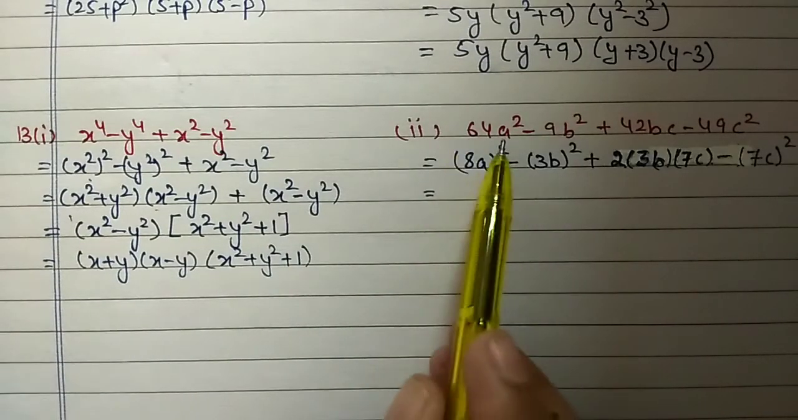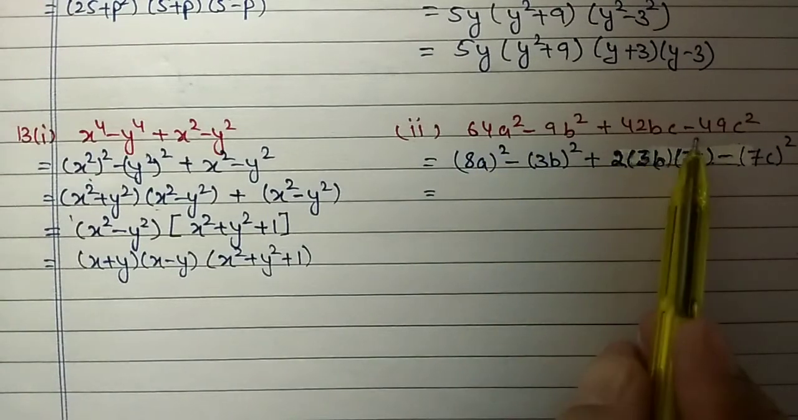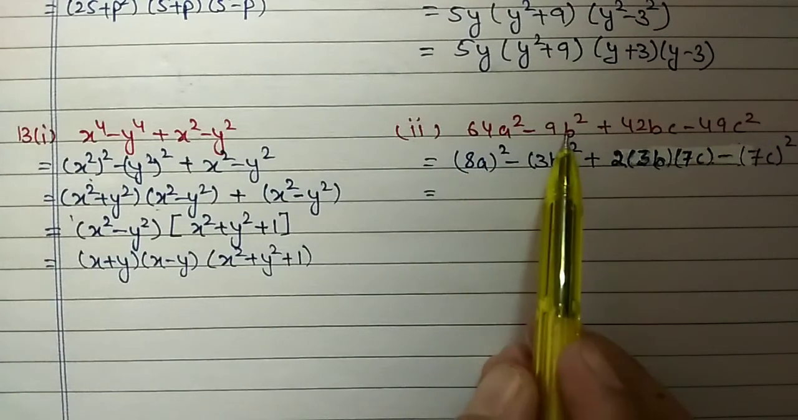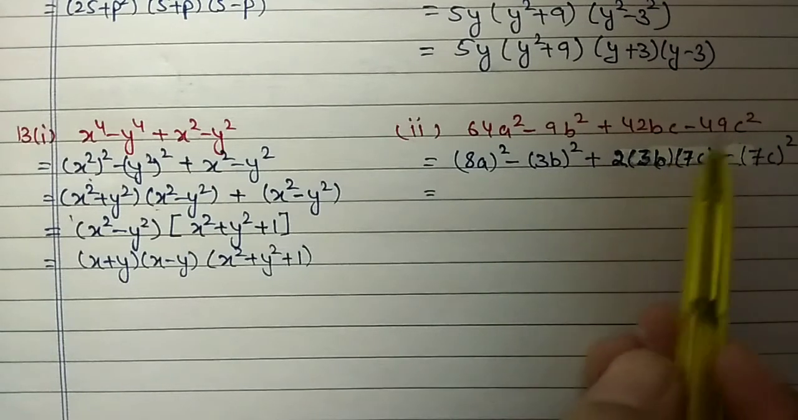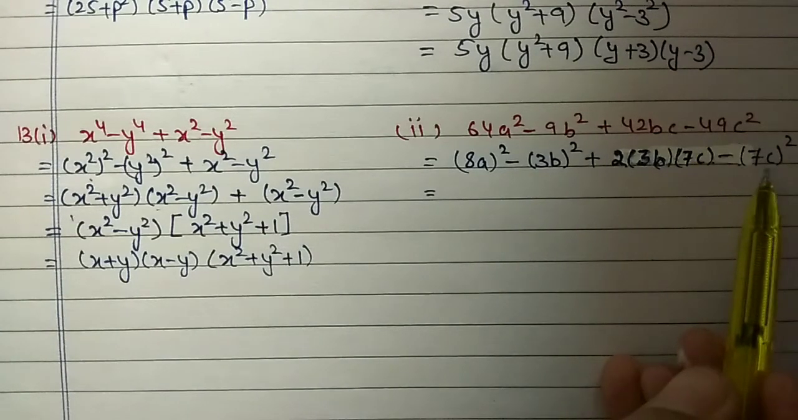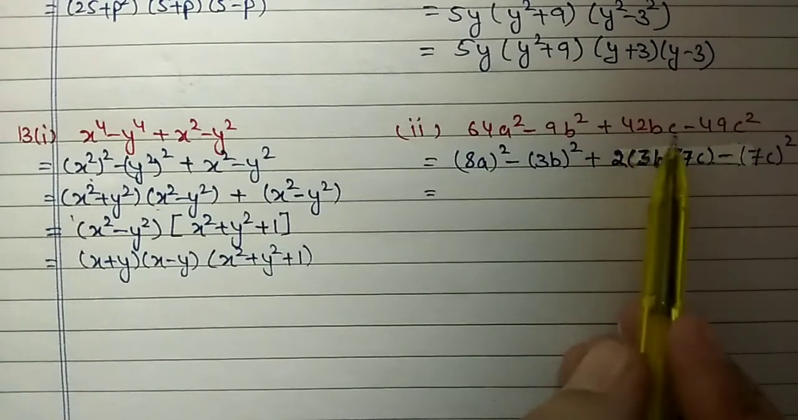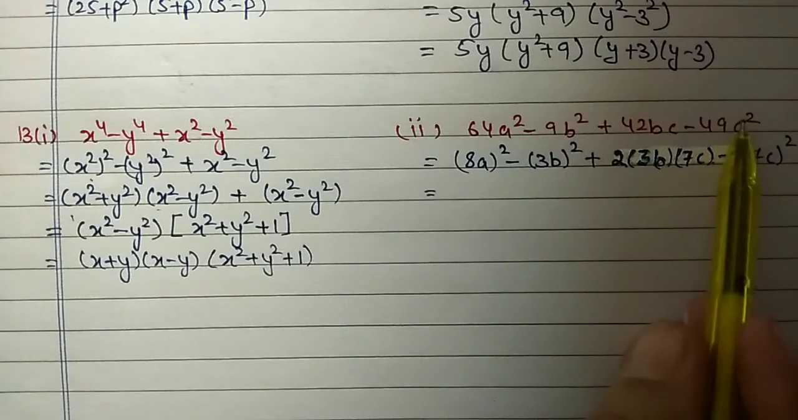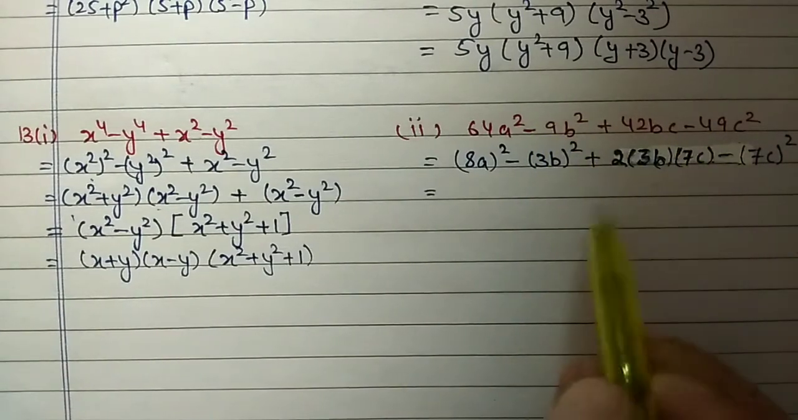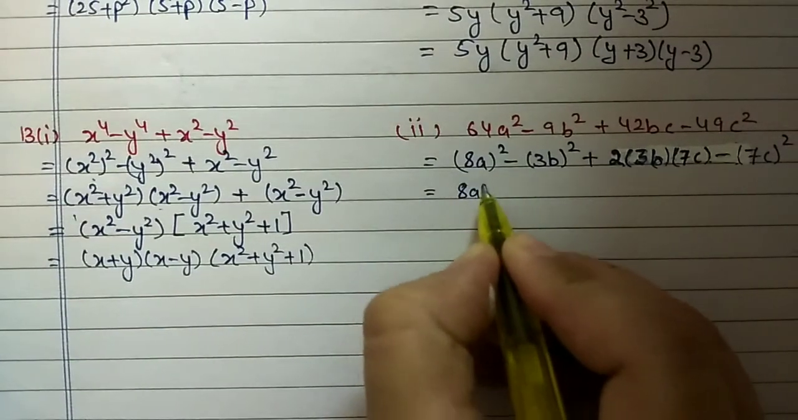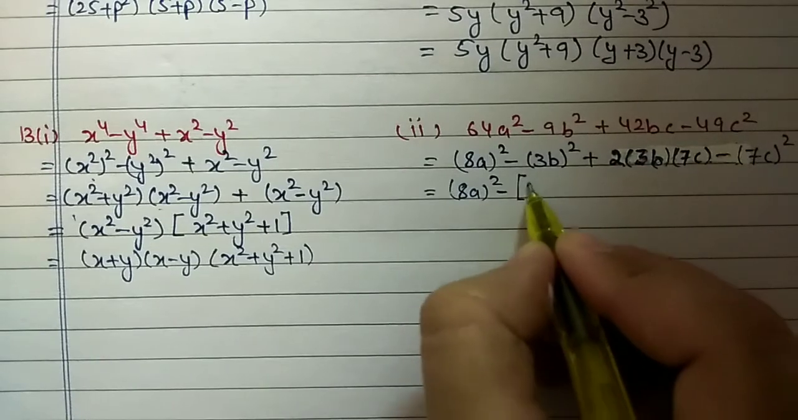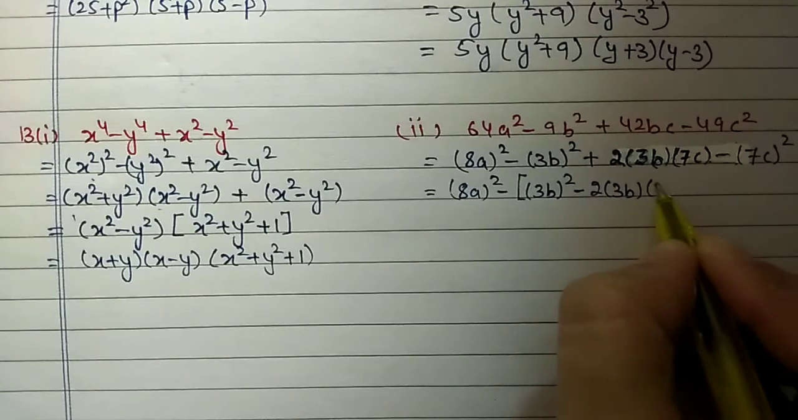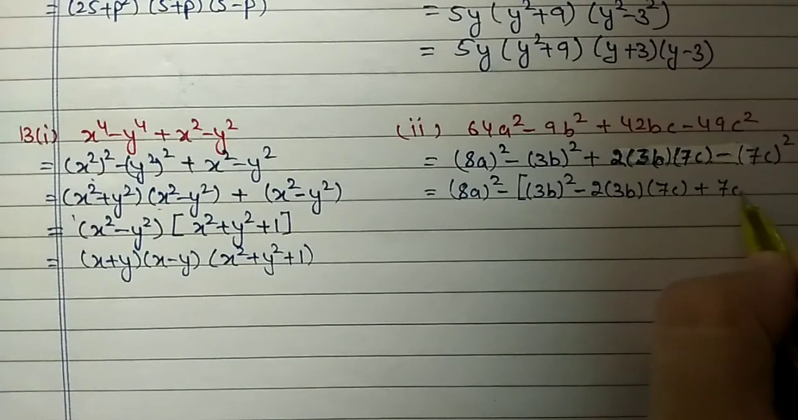Second part, 64a square minus 9b square plus 42bc minus 49c square. This 64a square you can write as 8a whole square, 9b square we can write as 3b whole square, 49c square we can write as 7c whole square. And here this middle term you can write as 2 into 3b into 7c. See, we have to take these three together. Then these three will come in one term. So first this 8a we will keep as it is, and here minus we will take common, then we get 3b whole square minus 2 into 3b into 7c plus 7c whole square.